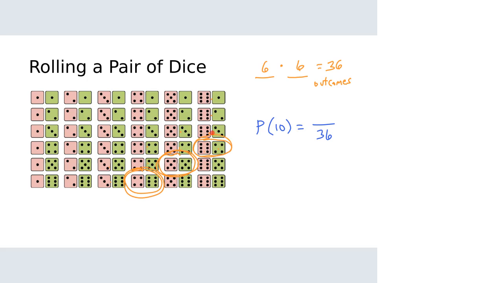And so I have 3 successes out of my 36 outcomes. So the probability of getting a 10 is 3 out of 36. If you wanted to reduce that to 1/12, you could, but you don't have to. Are there any questions about what we did there to find the probability of getting a sum of 10? 36 outcomes, we identified our successes. There were 3 of them, so the probability was 3 out of 36.